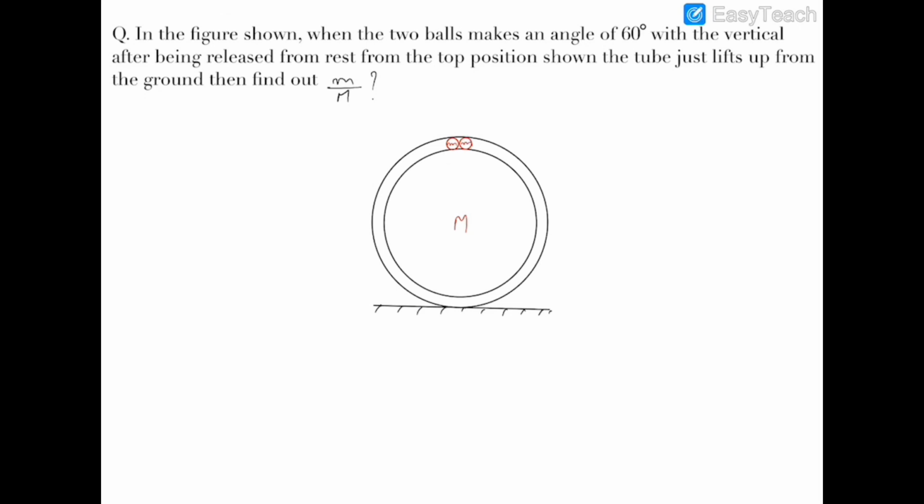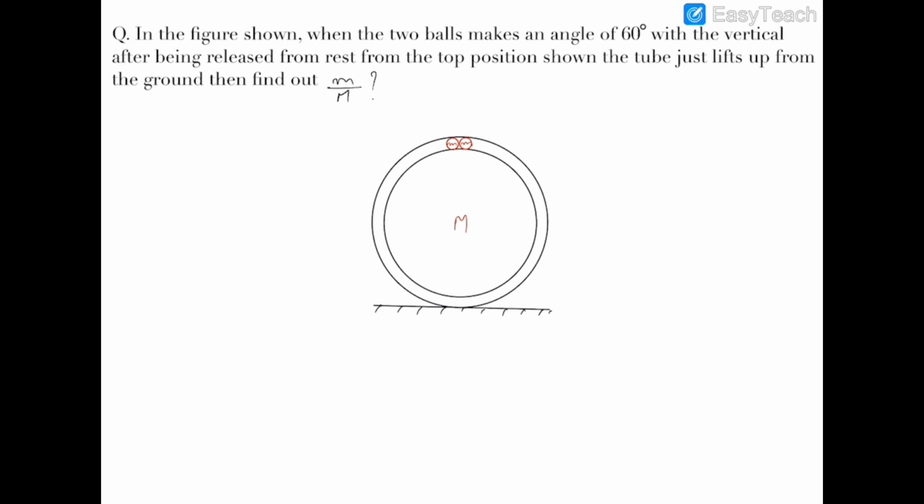This is a question which was previously asked in the National Physics Olympiad. In this question there is a tube of mass capital M, and there are two small balls which just fit into the tube, and the mass of each ball is small m, and these are similar balls. These balls are initially placed at the topmost point in the tube, and they are released from this position with the initial velocity 0.